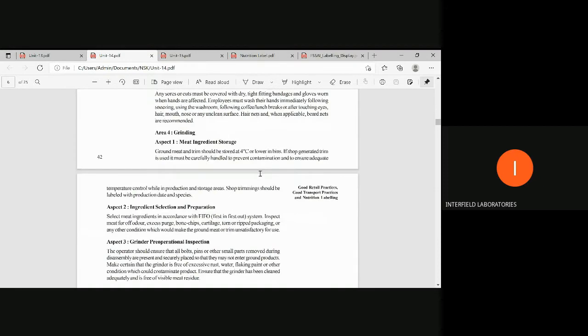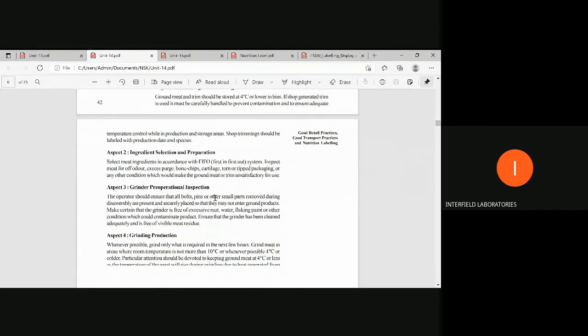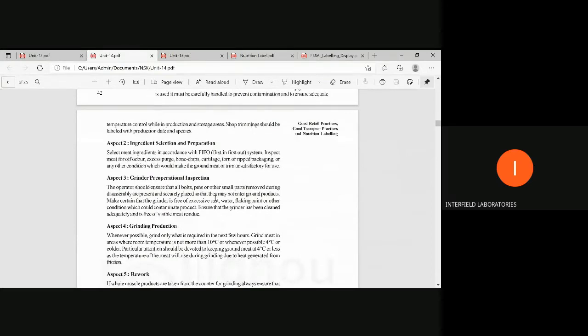Now the fourth area is grinding. Ground meat and trim should be stored at 4 degrees Celsius or lower in bins. Short trimming should be labeled with production date and species. Ingredient selection and preparation. Select meat ingredients in accordance with the principle of first in, first out. Inspect meat for off odor, excess purge, bone chips, cartilage, torn or ripped packaging or any other condition which would make the ground meat or trim unsatisfactory for use.